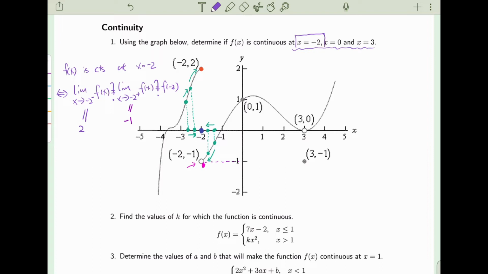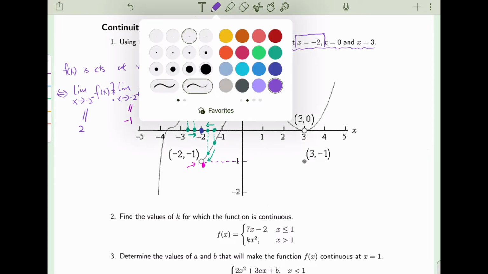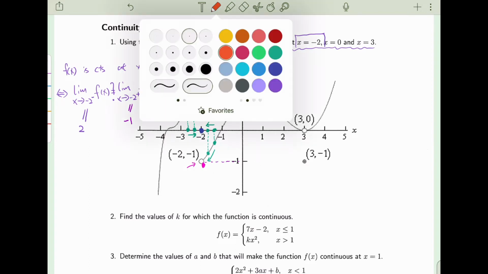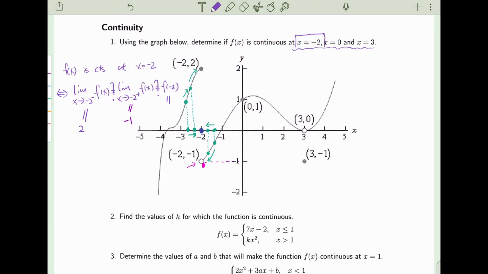Now I also need to check the value of the function evaluated at the point -2. So that is my orange point, because the orange point was originally solid. If you remove it, you see that the dot was solid. Right? So when it's solid, that means the value of the function is there. So I now have f of -2 equal to 2.